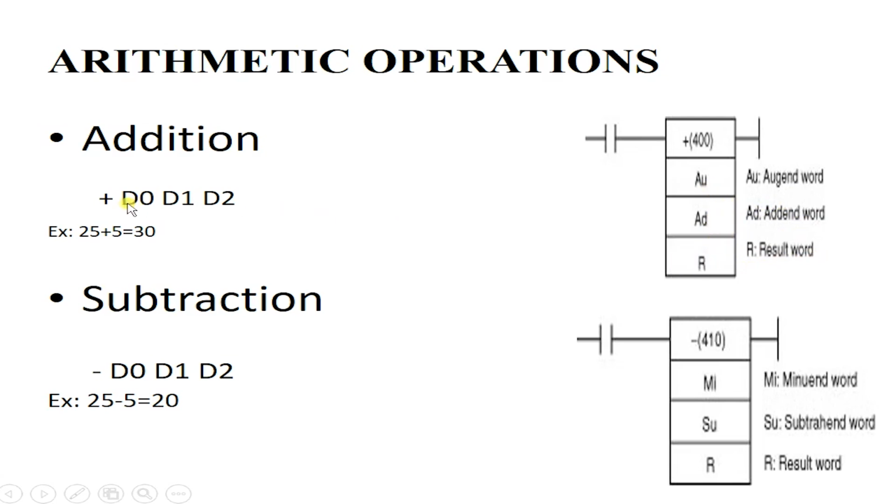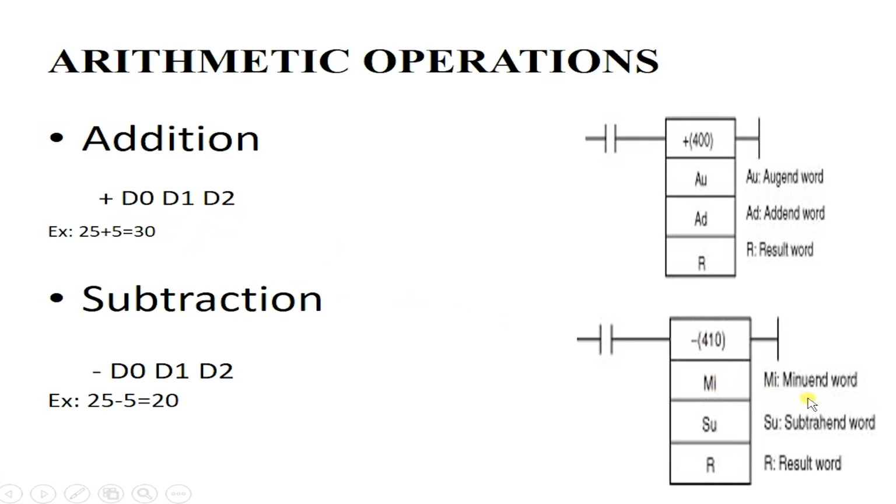Here we can see the add instruction: plus space D0 space D1 space D2. These are the registers. We will be giving the values to D0 and D1. Both will be added and that output will be stored in D2. For example, you can see here 25 is D0, 5 is D1 and 30 is the result, which will be stored in D2. This is about addition.